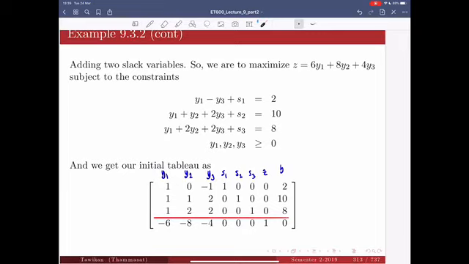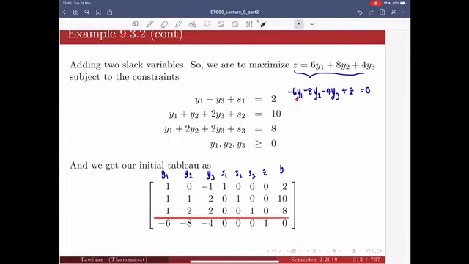For the objective function, you put the coefficients of y1, y2, y3 in the bottom row, but before you do so, you have to rewrite your objective function. So I move everything to the left hand side, and I get negative 6y1 minus 8y2 minus 4y3 plus z equals 0. Move everything to the left hand side.